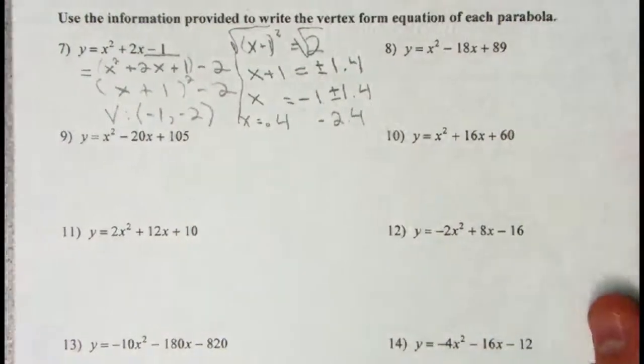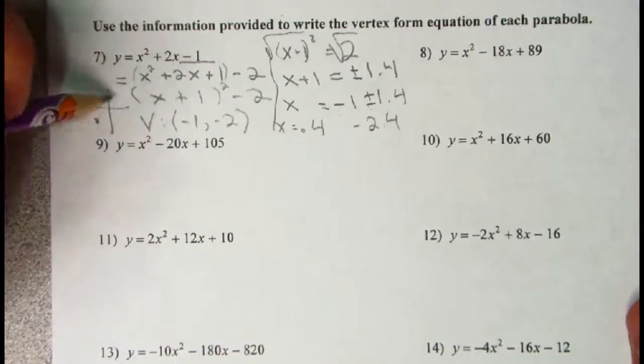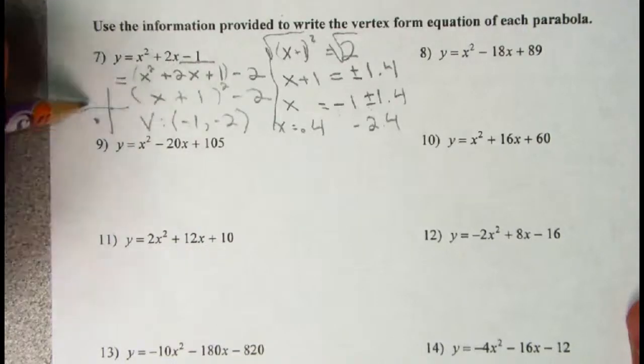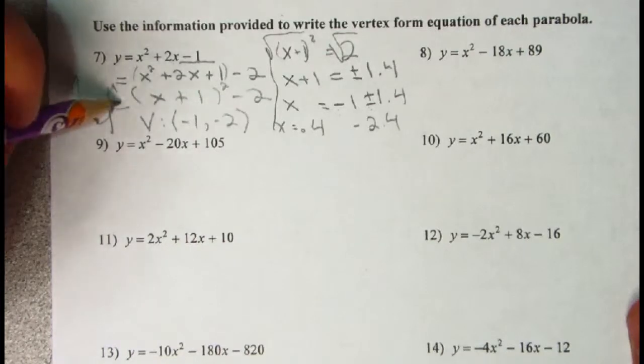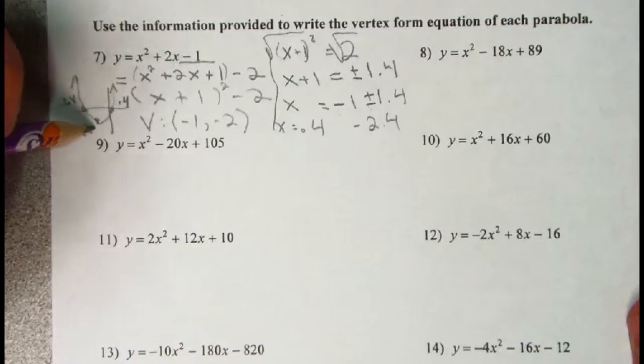So we can still graph this, get an idea what it looks like. You know it's opening upwards. So 0.4 and -2.4 is what that would look like. That's the 0.4, that's -2.4, vertex down below.